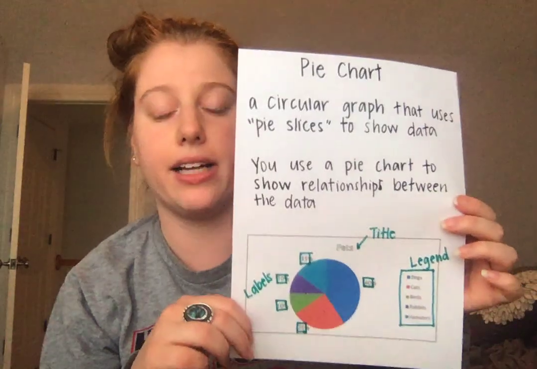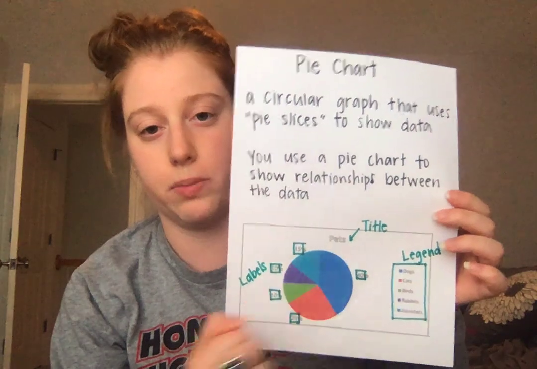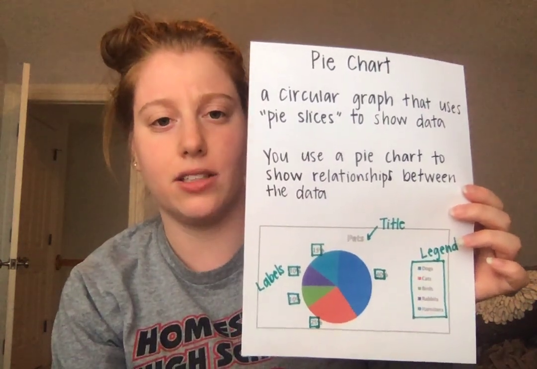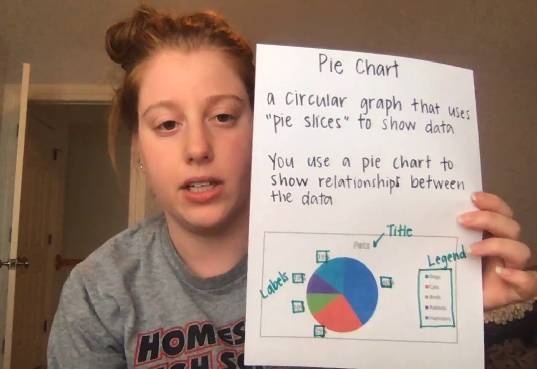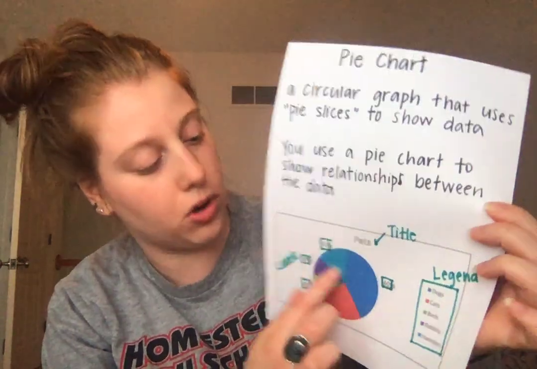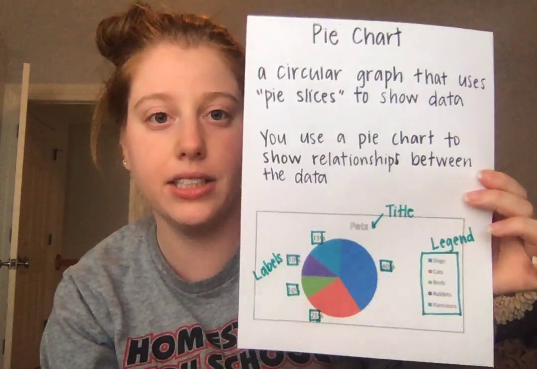So this is a pie chart, and we can use this to compare and look at the relationships between the data. So we can say, which pet did people have more of? Did they have more dogs, or did they have more rabbits? And we can compare. All right.